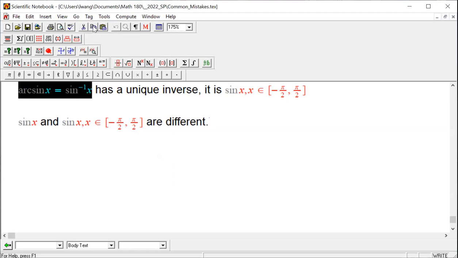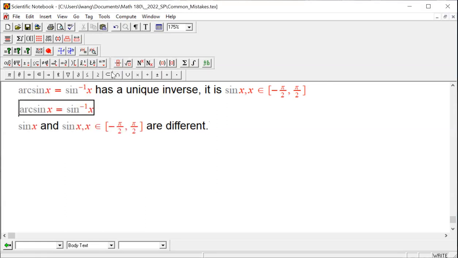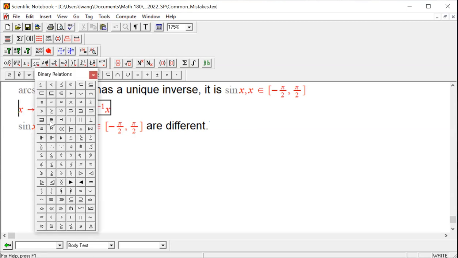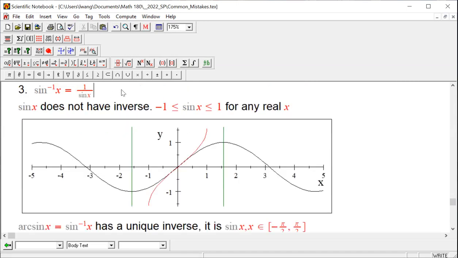So arc sine as a function has input. The input are ratios, and the ratios are between -1 to +1. And the output are angles. And those angles are going to be between negative pi over 2 to pi over 2. We understand that, right? So now let's go back to talk about why this is a mistake.